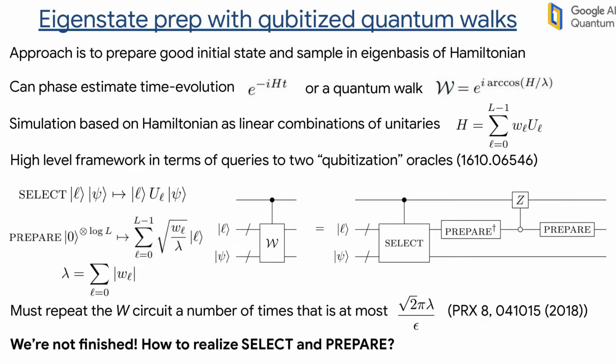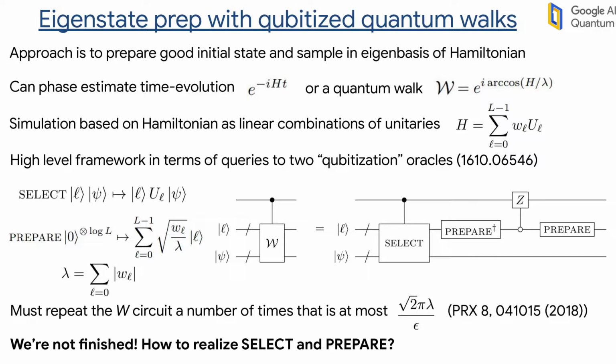In particular, one of the most effective strategies for this was introduced by Guang Hao Low and Isaac Chuang, and it's called qubitization. And what qubitization is, is an oracular framework for creating these quantum walks. Specifically, it says suppose, and it doesn't say how you do this, but suppose you had a circuit that did the following. We call it select. And what it does is it acts on a register L that indexes the different terms in the Hamiltonian, and it selectively applies one of these unitaries from the linear combination of unitaries to the state.